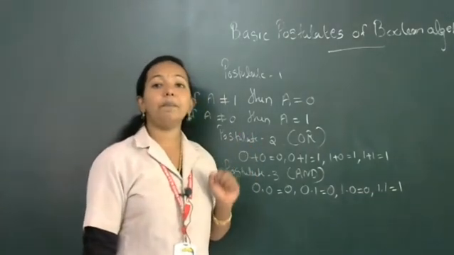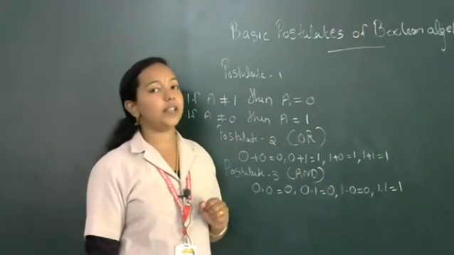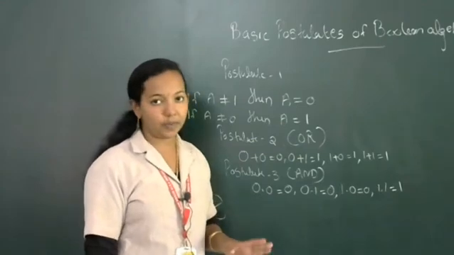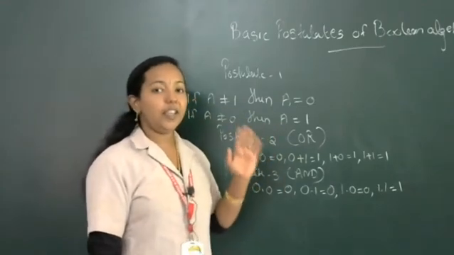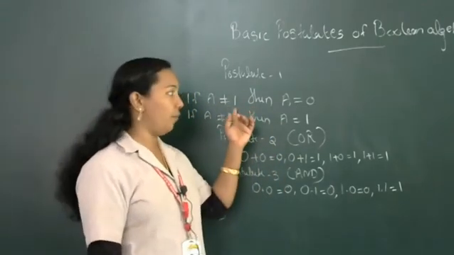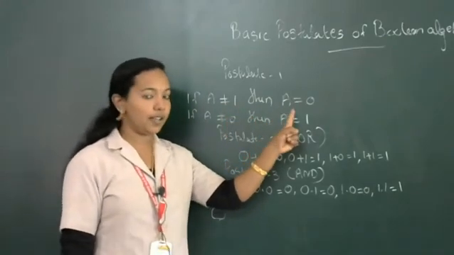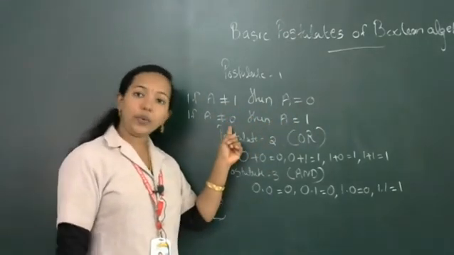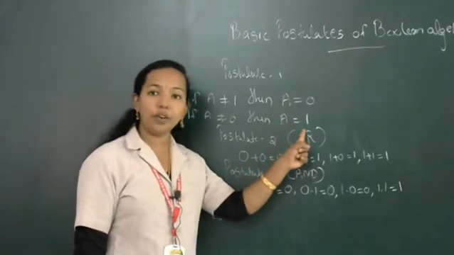So these are the basic postulates or basic theorems of Boolean algebra. What is the first postulate? If A not equal to 1, then A is equal to 0. If A not equal to 0, then A is equal to 1.